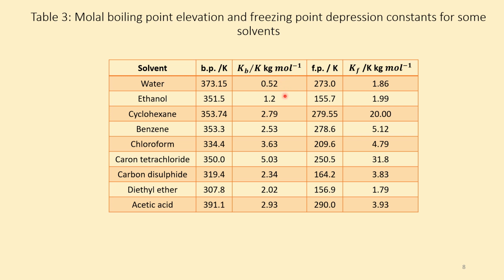The freezing point of water is 273 Kelvin. So the value of Kf is 1.86. Similarly, for all other solvents like ethanol, cyclohexane, benzene, chloroform, carbon tetrachloride, carbon disulfide, diethyl ether, acetic acid, values are shown. Please note down the molal boiling point elevation and freezing point depression constants for some solvents from this table.